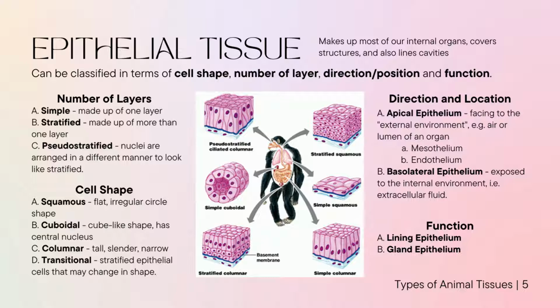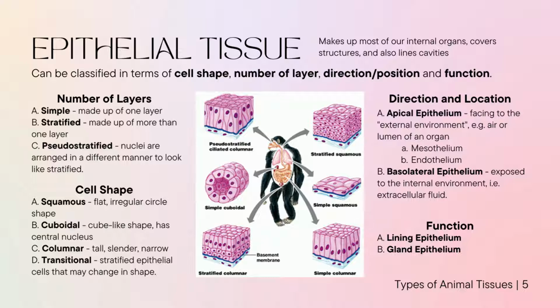Now we will focus on the classification of epithelial tissue based on number of layers. If an epithelial tissue has only one layer, it is called simple. When it has more than one layer, it is stratified. Meanwhile, when nuclei are arranged in a different manner to look like it is stacked or stratified, it is called pseudostratified.